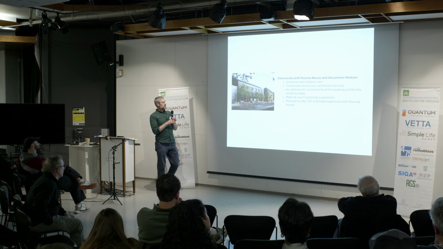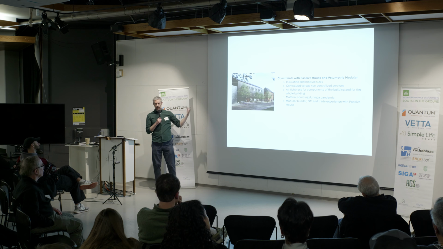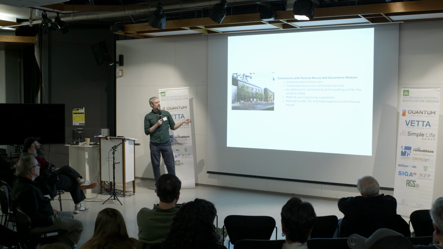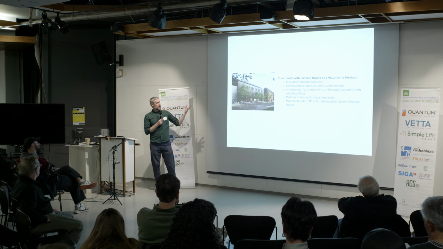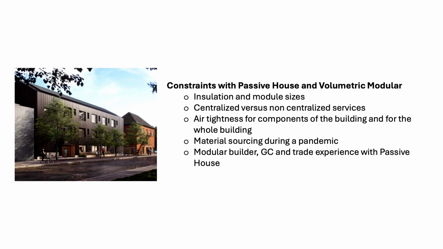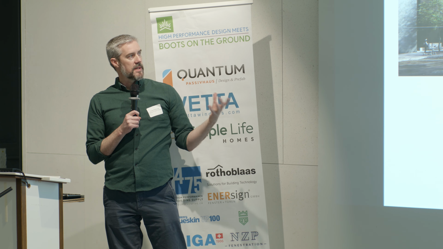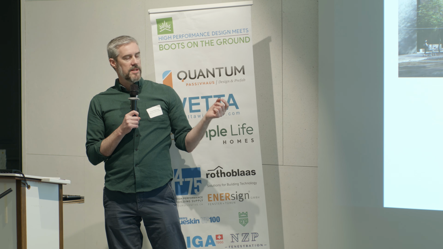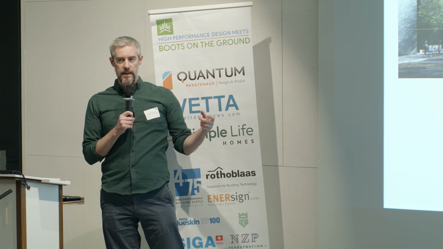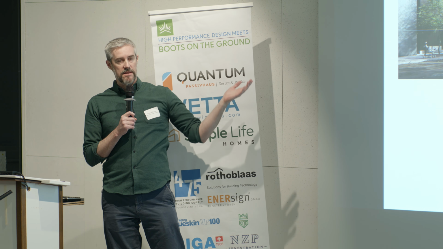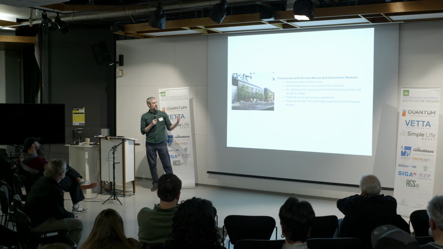So taking all that modular process and looking at our volumetric modular passive house project, what were some of the constraints that we had to consider? So the insulation and the module sizes. Prior to working on this project, we had developed two volumetric modular projects for the City of Toronto. The requirements in terms of performance were not as stringent as passive house. The amount of insulation, particularly the amount of outboard insulation that was required, was significantly less for those projects.